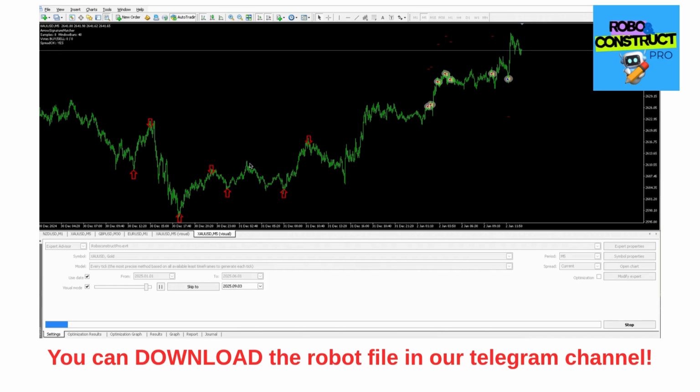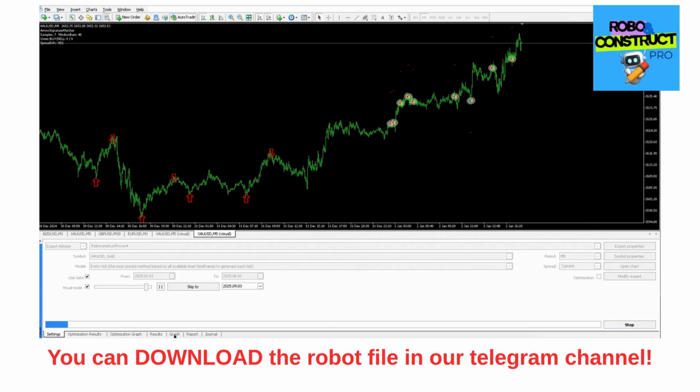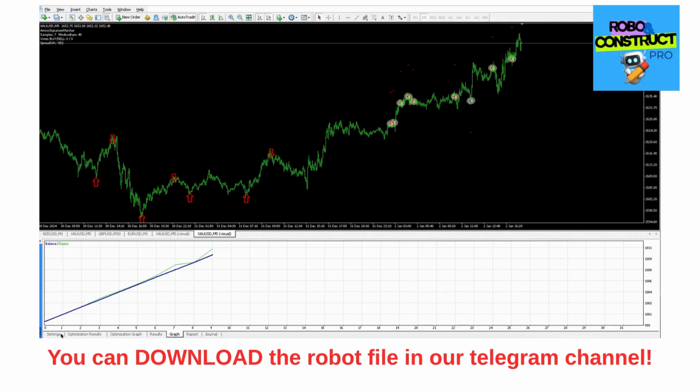The robot is very easy to install, you just need to add it to the experts folder, move it to any chart of any currency pair, any time frame does not matter, and search for patterns yourself. If you find some very cool pattern, the robot will try to find exactly the same pattern, exactly the same situation on the market. And you will earn money, you will receive a profit if you find a good pattern.